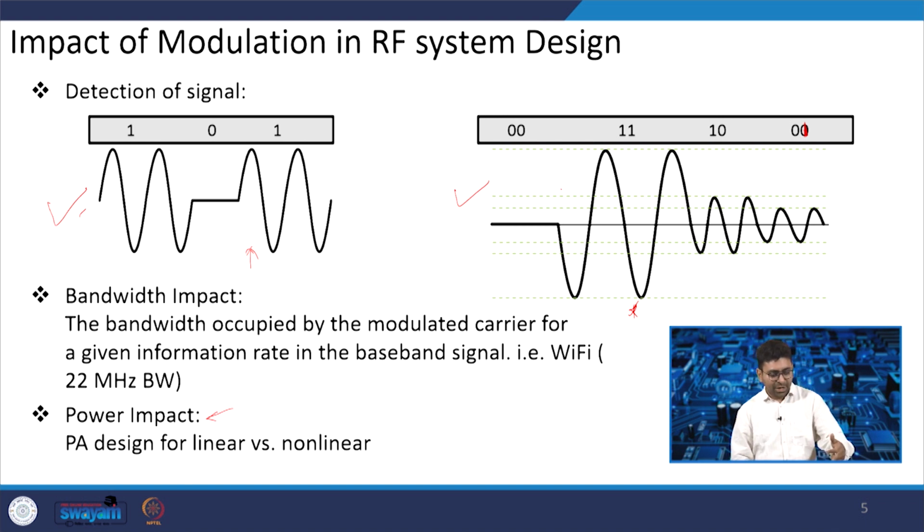Whenever we try to design a communication system or an RF transceiver, we look at these basic things: what is the probability of detection, what is the bandwidth, and what is the impact on power. This should always be in the mind of the RF designer.